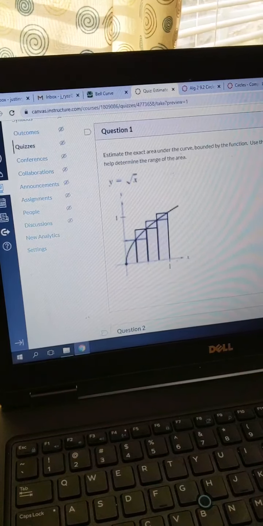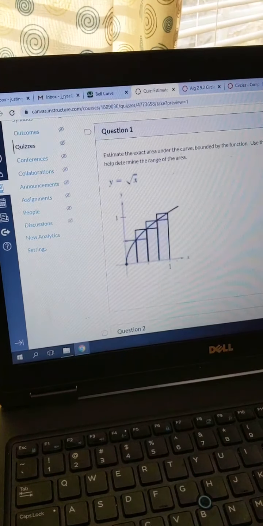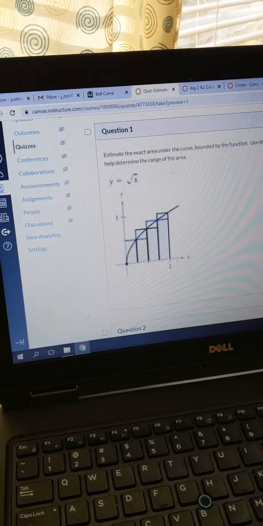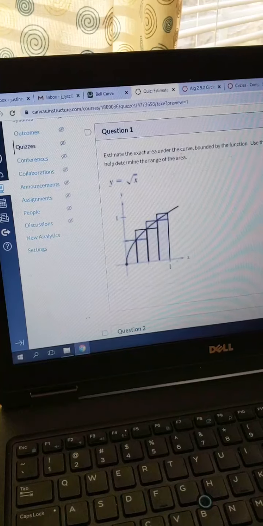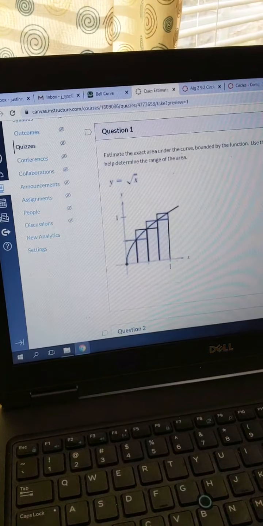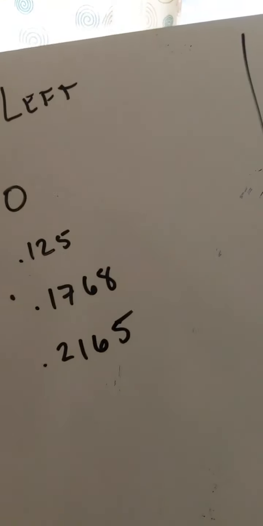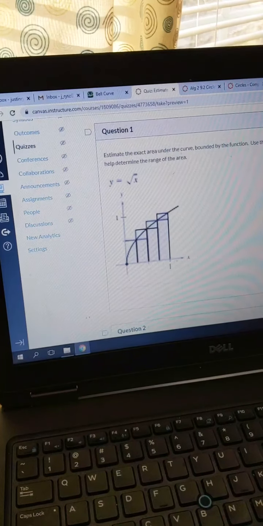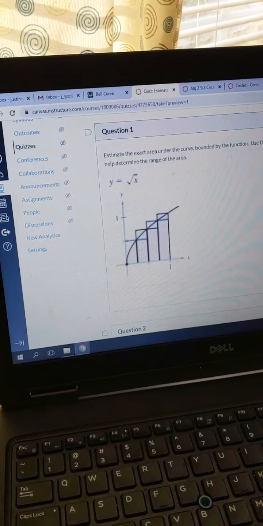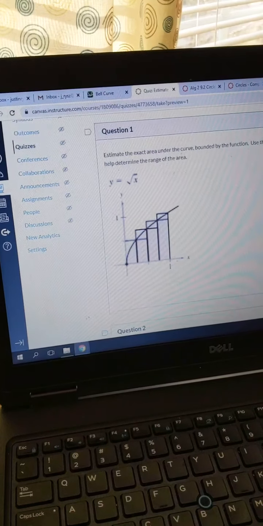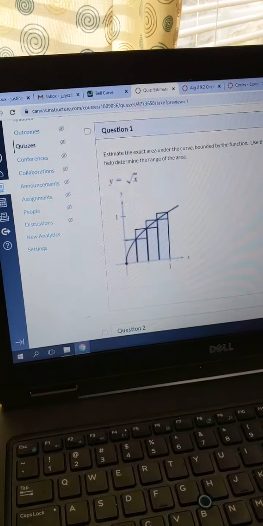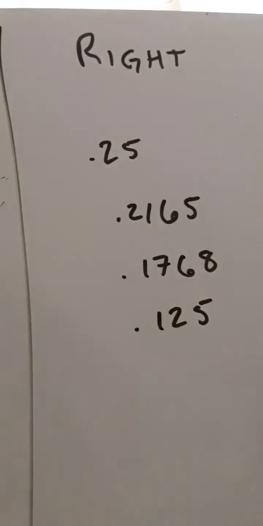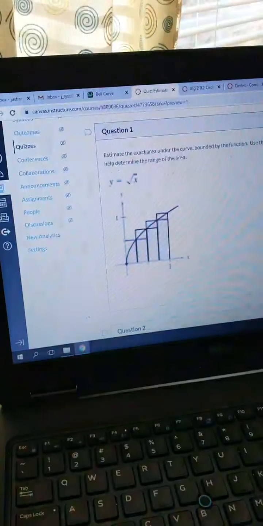Okay, so the low side we got 0, 0.125, 0.1768, and 0.2165. So here's my left numbers. My right numbers are going to be very similar, except for a 0. It's going to be, okay, we got 0.25, 0.2165, 0.1768, and 0.125. So I'm just going to take my left total numbers and add them up. Then I'm going to take my right total numbers and add them up.